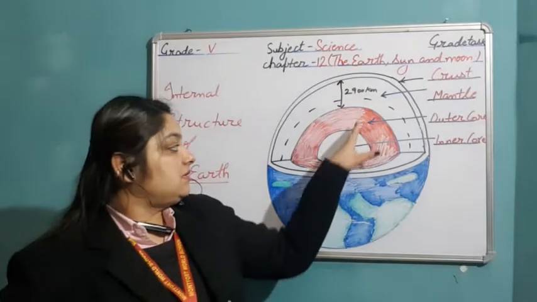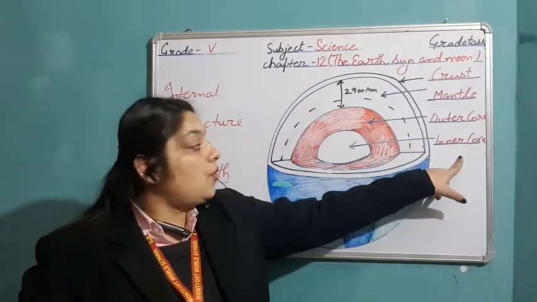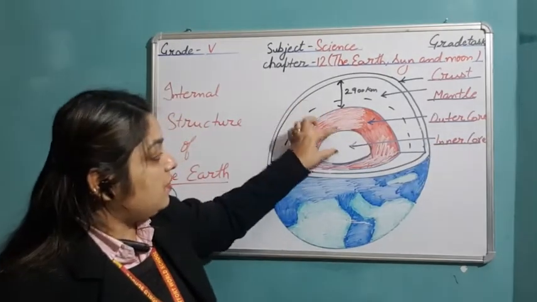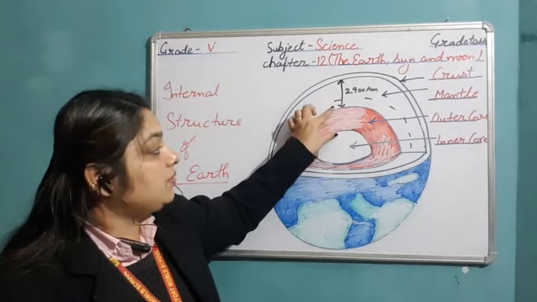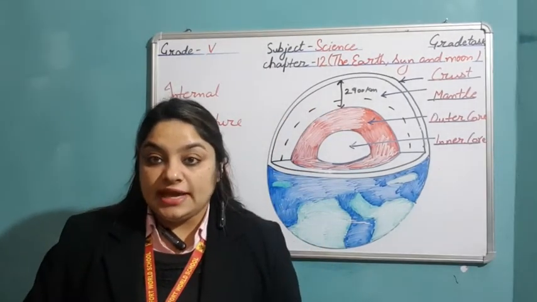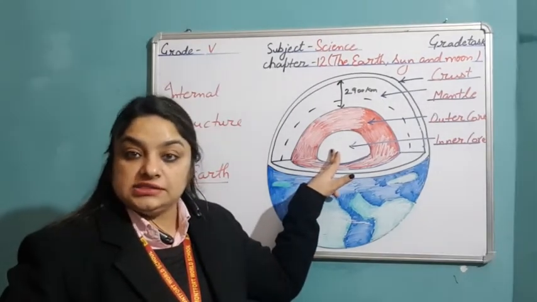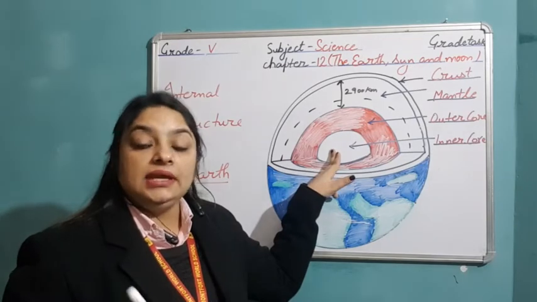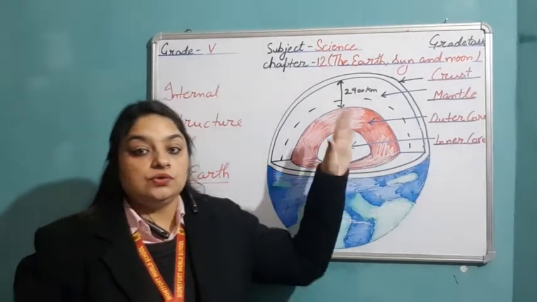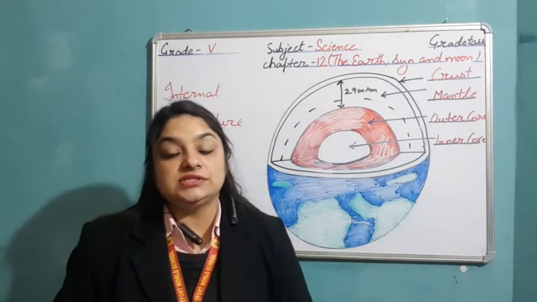After this, the innermost layer is the core. Now the core is also divided into two parts. This one is the outer core and this is the inner core. The outer core is present in a molten liquid state, and the inner core is present in a solid state. It is rich in iron, and it is a kind of solid sphere. So this was all about the internal structure of the Earth. The rest we will study in the next lecture.